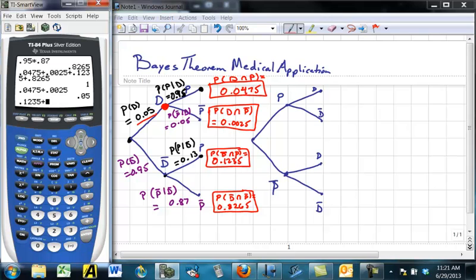0.1235 plus 0.8265. That adds up to 0.95. And of course, all of them add up to 1. Alright, well, so much for the tree on the left. Now let's look at the tree on the right.